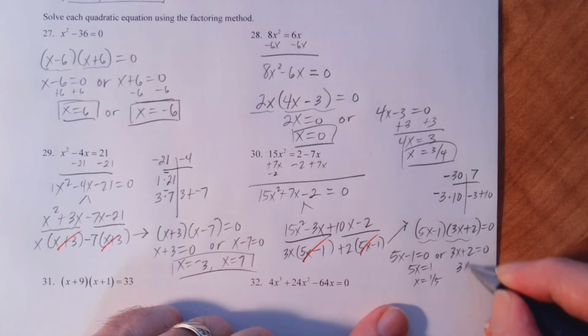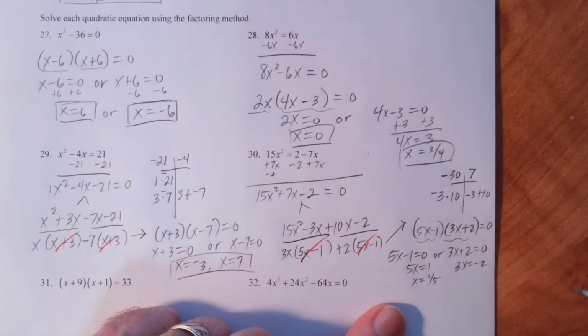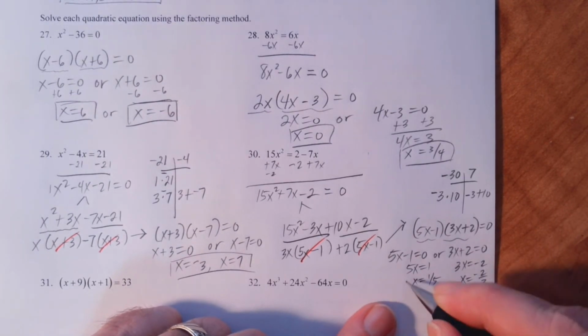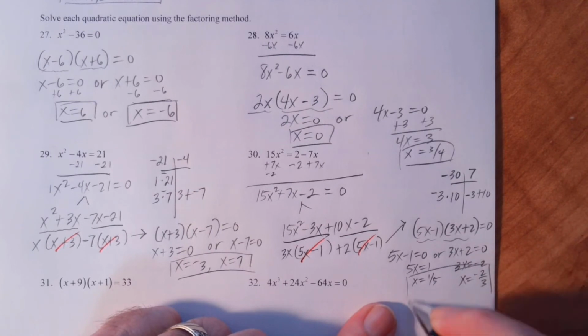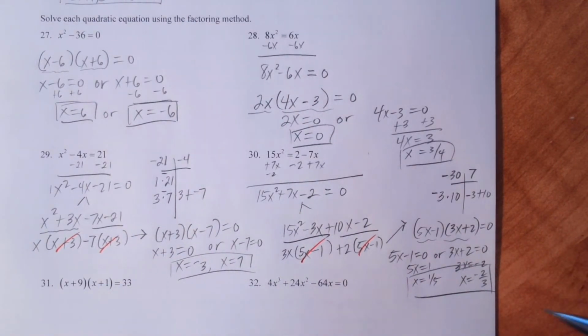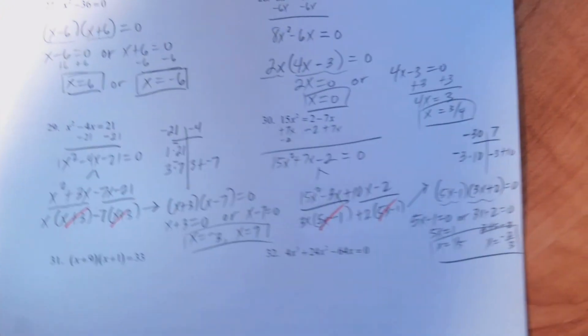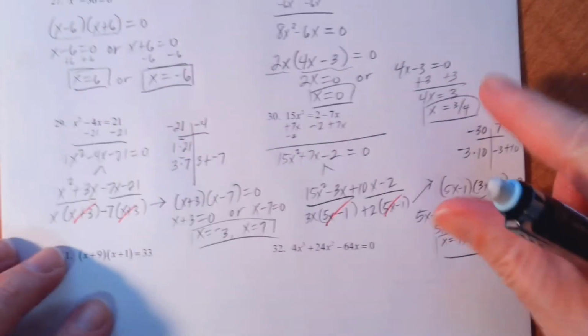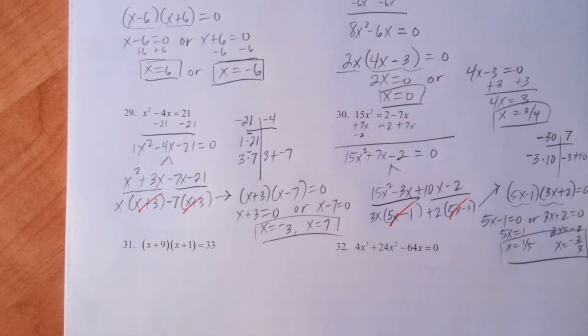Over here, you get 3x equals negative 2. Divide by 3, you get x equals negative 2/3. And so those are your two possible answers, or your two solutions to number 30. All right, we're down to our last two. So we've got a little bit of work to do on number 31.